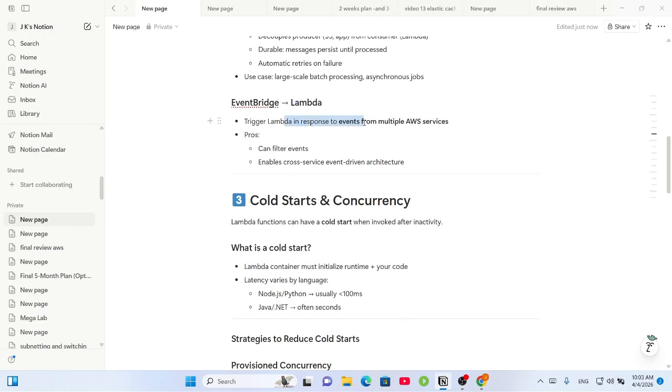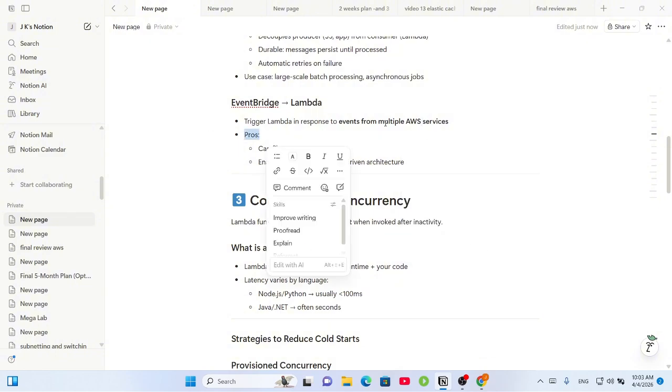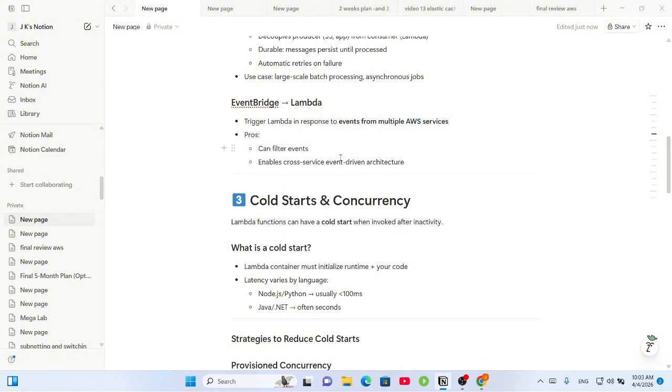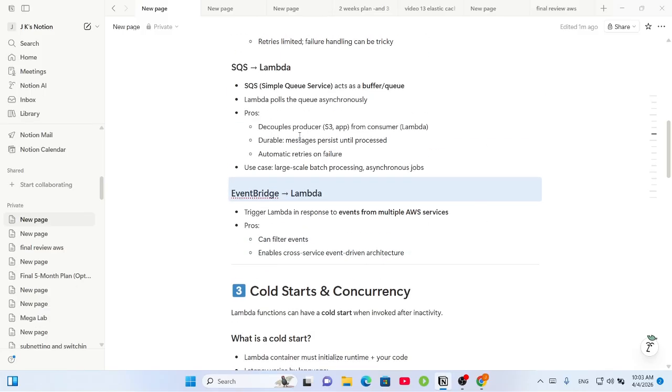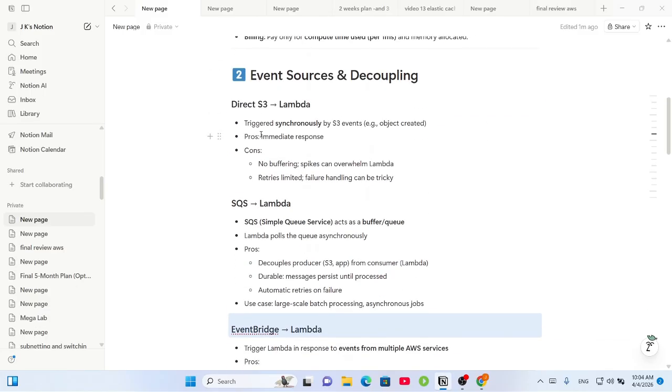EventBridge triggers Lambda in response to events from multiple AWS services. If you have multiple AWS services, you can use EventBridge instead of SQS.